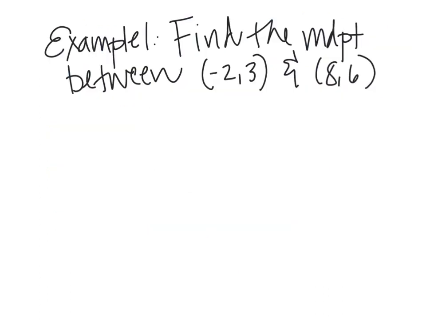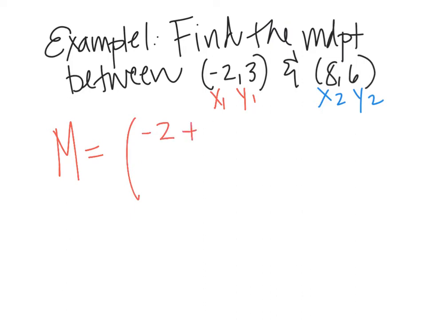So here's our example. We're asked to find the midpoint between these 2 points. If you had me for algebra, you know that I like to label my points x1, y1, x2, y2. Now all I'm doing is pulling the formula. So I've got that my midpoint is going to be equal to the average of the x's. So I've got -2 plus 8. That -2 came from here, plus 8 came from here. And I'm just going to divide those by 2.